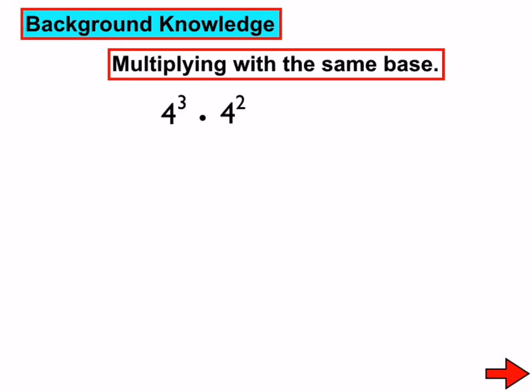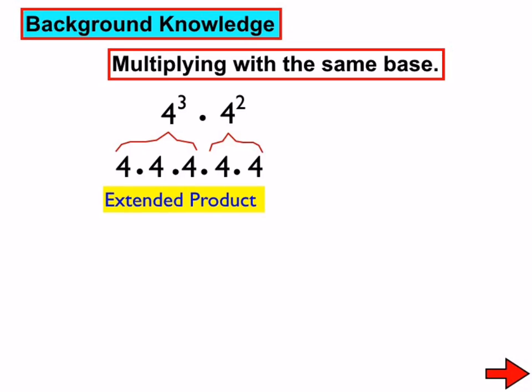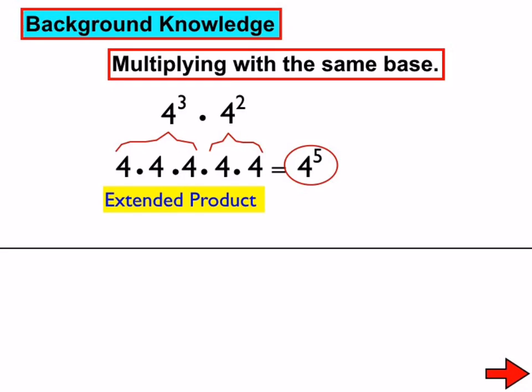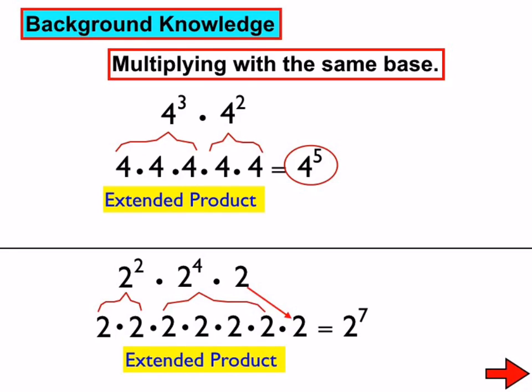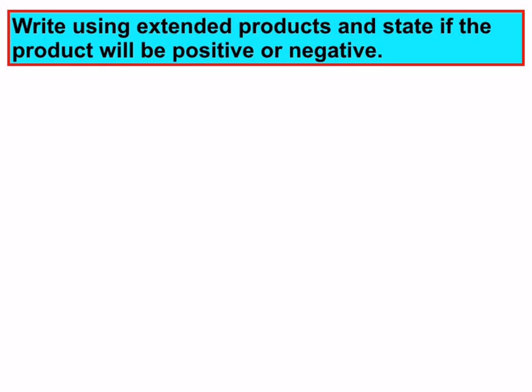Yesterday we talked about if we are multiplying things with the same base, we list the items out by extended products, where 4 to the third is 4 times 4 times 4, and 4 to the second is 4 times 4. And we can clearly see we have 5 4s altogether, so that simplifies in exponential form as 4 to the 5th power. Or we did this one yesterday. Same idea, extend the product or expand the product, and we can see we have in exponential form 2 to the 7th power.